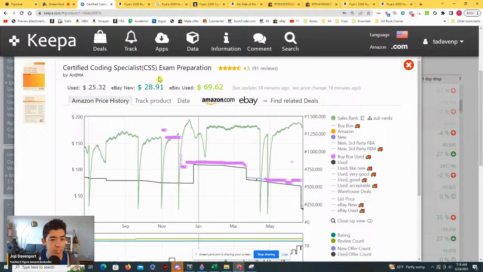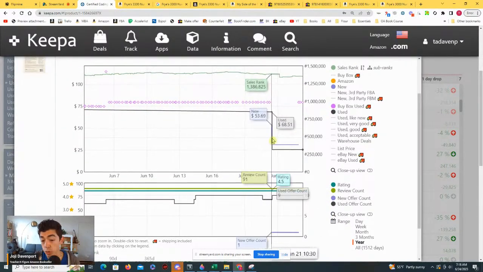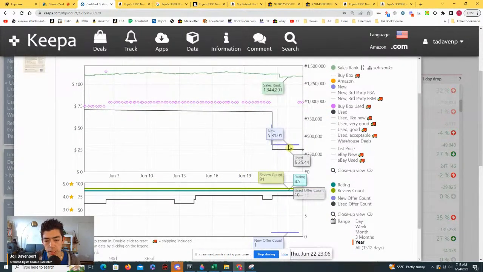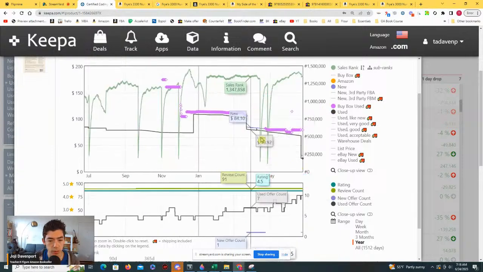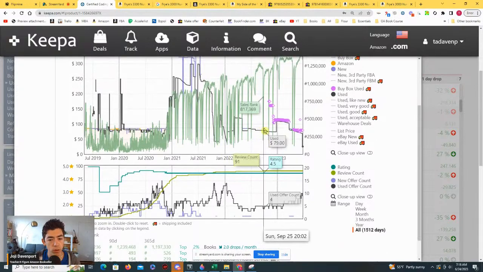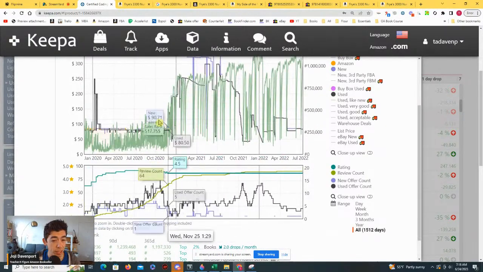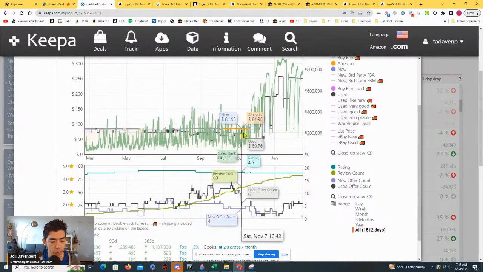Certified Coding Specialist CCS exam preparation. So look at this. Basically, a new third-party seller came on this listing at $30, and it looks like some of the used offers adjusted accordingly, and so they dropped down to 25. But this book had sold 5 or 6 times for over $70 in the past. In 2021, this was selling for over $200, which is kind of crazy. And you can see that happened right after Amazon went out of stock.